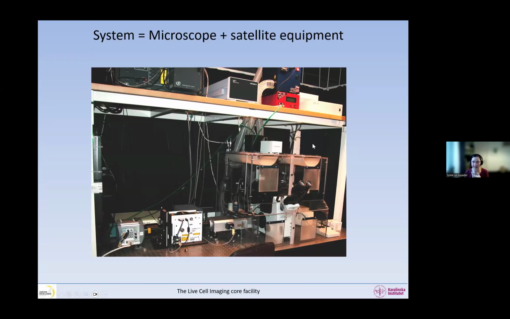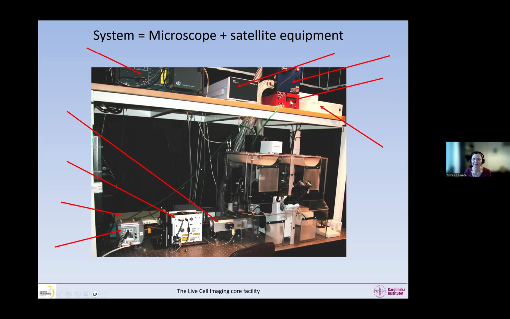So this is a microscope that is at the Life Cell Imaging Core Facility. And we have here the microscope. So we often say, oh, this is my microscope, but actually the microscope is only this. It's the microscope body. Everything else is satellite equipment, and that's a lot. So there's a lot more satellite equipment than the microscope.